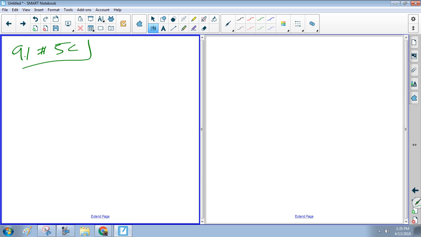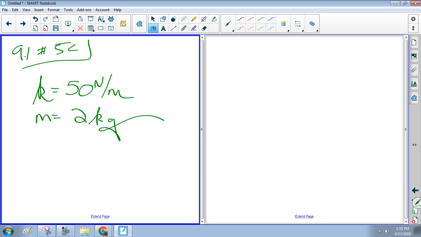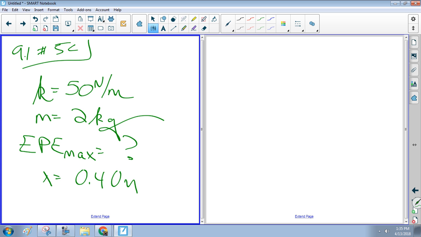All right, so it wants to know what the maximum elastic potential energy is. So here's what we know. The problem tells us that the spring has a constant of 50 newtons per meter. The mass that we hang from it is 2 kilograms. And the question wants to know what the maximum elastic potential energy is. It tells us that you stretch it 0.40 meters.